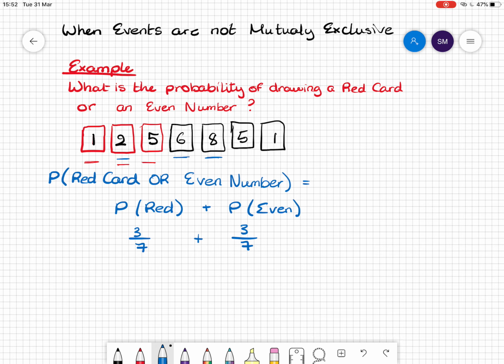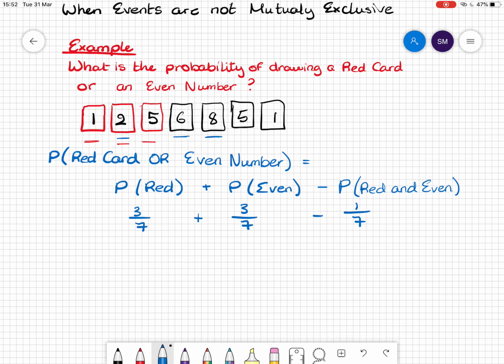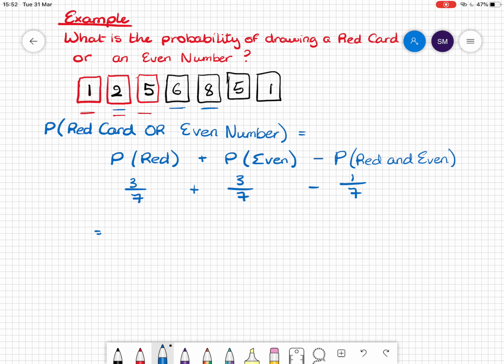So what we need to do is take out what has both. Instead of adding, we're going to take away the probability of both, which is red and even. In this case, that's only one of them out of the 7, so we're going to take away 1/7. So we are going to have 3/7 plus 3/7, take away 1/7, which is going to give us 5/7, which is the probability of red or even in this case.